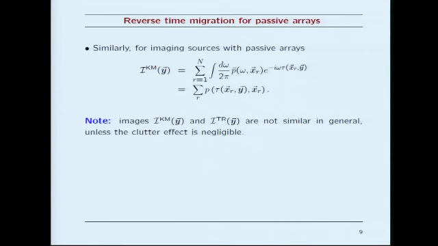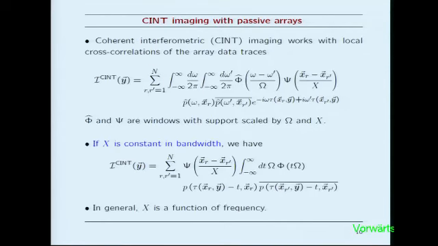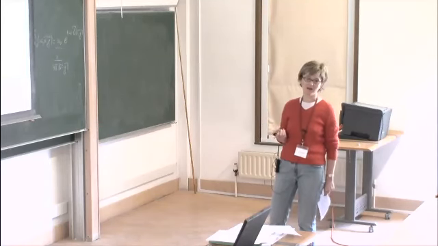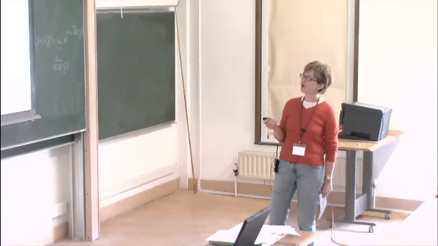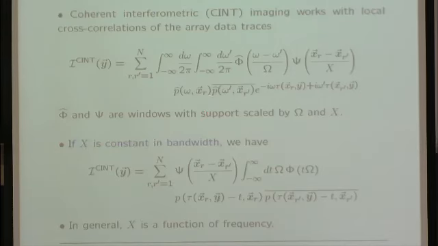Now, what about what we propose? We propose a modification of that imaging function. This is a methodology which we introduced some time ago, and we call it coherent interferometric imaging. It is different from the Kirchhoff migration method because it is quadratic in the data. What you are really doing here is computing cross correlations of the data. You are not working with the data itself.